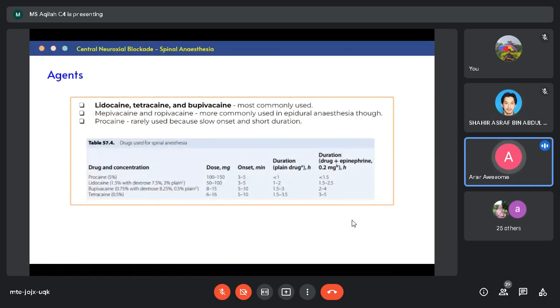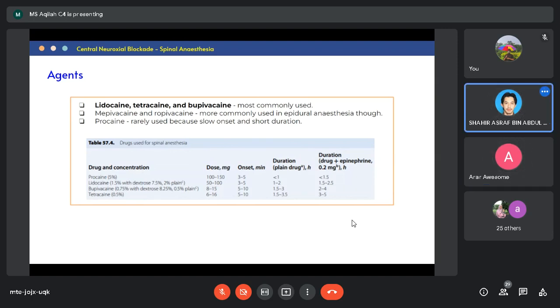Okay, this is some example of the agents that we use as a local anesthetic in spinal anesthesia, spinal block. For example, we can use lidocaine, tetracaine, and bupivacaine. Bupivacaine or ropivacaine are commonly used in epidural anesthesia, while procaine is rarely used because of its slow onset and short duration. And this is just the drug concentration, dose, onset, and duration of action.